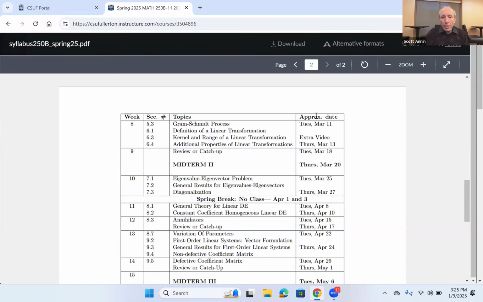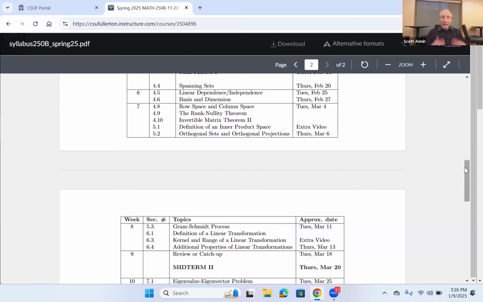You'll also notice that on a few of the topics where it says the approximate date that we're going to cover that material, it says extra video. So that just means that I will probably be asking you to watch a video at home before class on that particular topic. This is just to save us some time so that when we get to class, we can focus more on showing more examples, answering your questions, looking at the homework, and things like that.